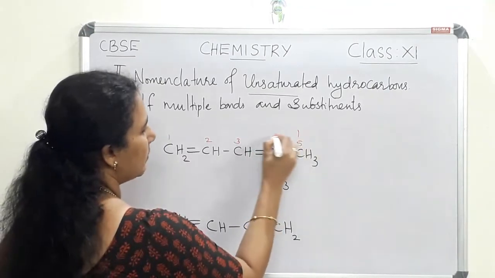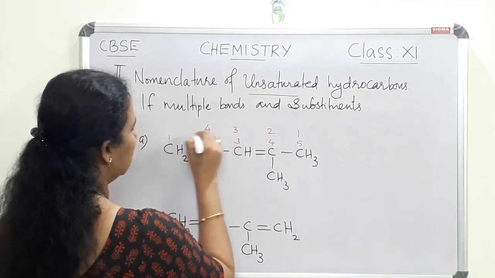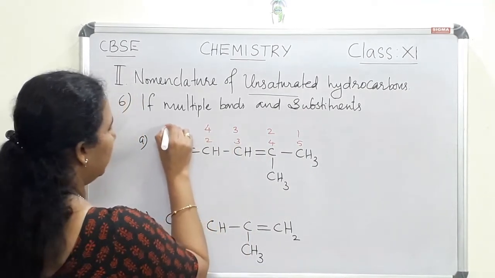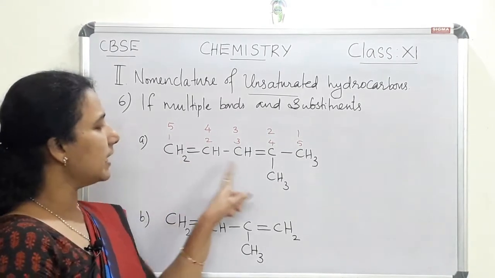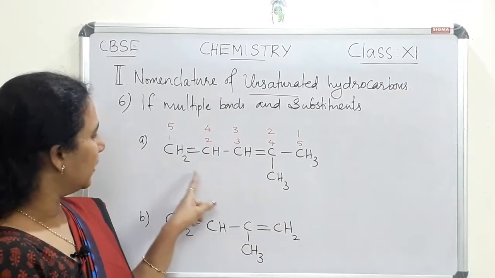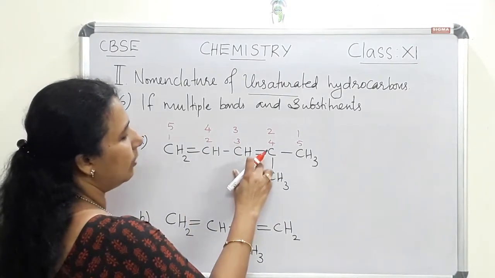Another possibility is also there. If it is from right to left, it is 1, 2, 3, 4 and 5. So in this case, if multiple bonds and substituents are there, we have to find out the set of locants for the multiple bonds first.